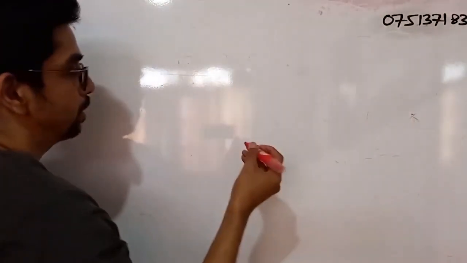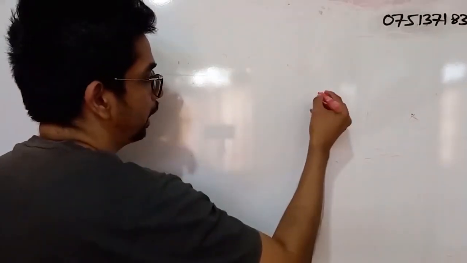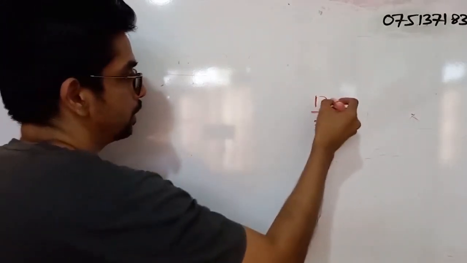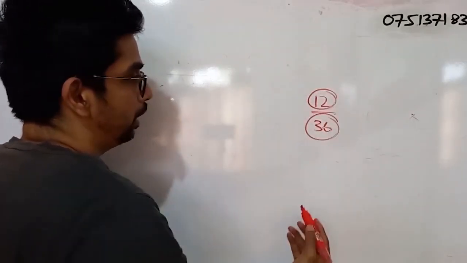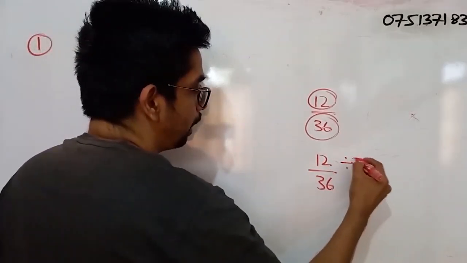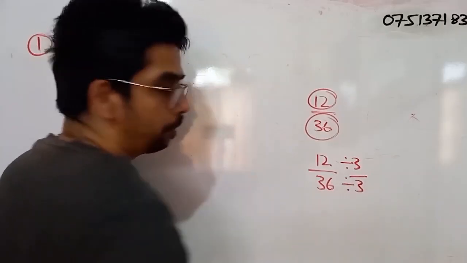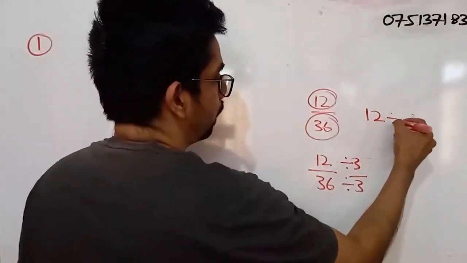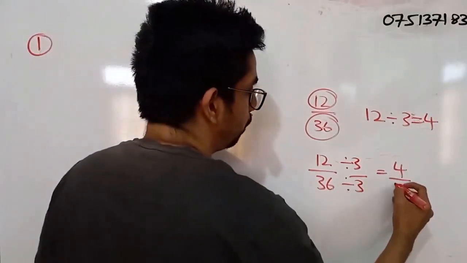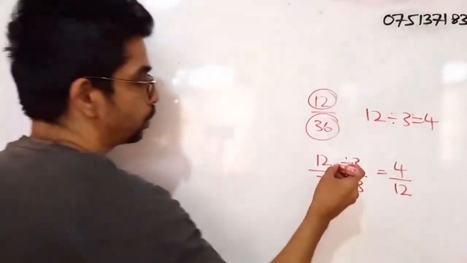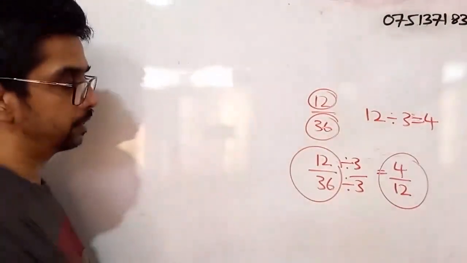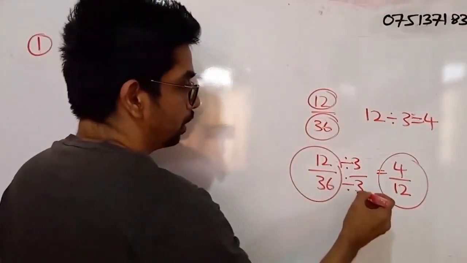So for instance, if we take something like 12 by 36, this is the numerator and this is the denominator. If I divide the numerator by 3 and the denominator by 3, what will be the answer? 12 divided by 3 is 4. 36 divided by 3 is 12. So 12 by 36 and 4 by 12, those are equivalent fractions. So there we use division.